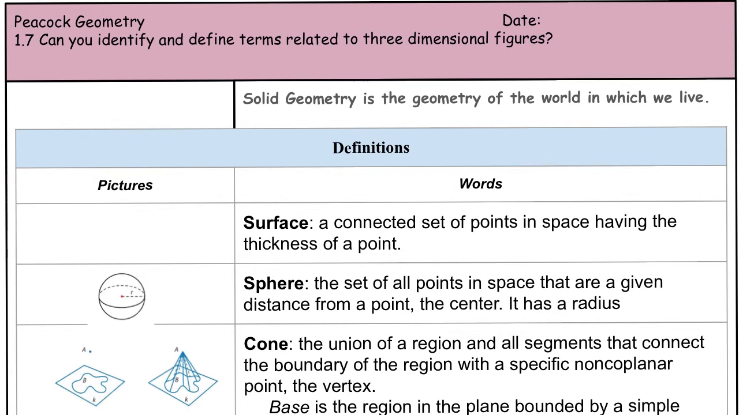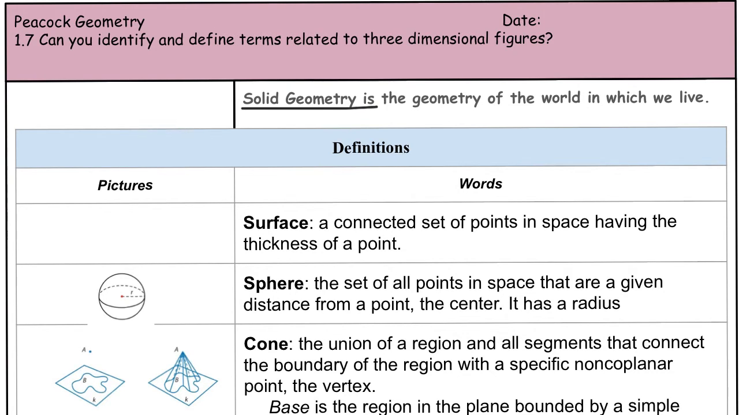So we're looking at identifying terms related to three-dimensional figures. Solid geometry is the geometry of the world we live in. That's why I like geometry so much. It's the thing we can feel, we can touch, we can build, we can measure. A lot of times in algebra, it's really hard to understand parabolic functions because we can't build them. We can't hold them in our hands. We can't stretch them out and look at how it changes. So that's the one nice thing about geometry. So let's go through some definitions.